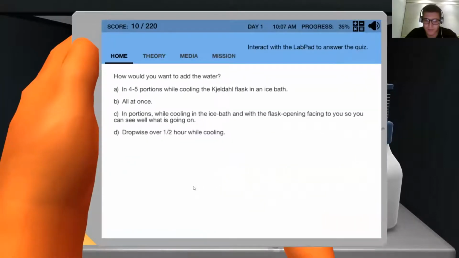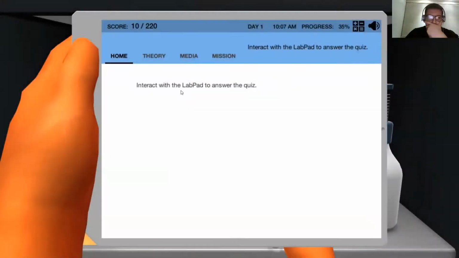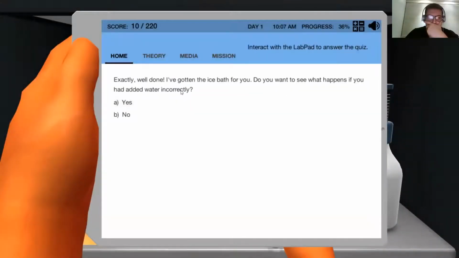How would you want to add the water? Exactly, well done. I've gotten the ice bath for you. Do you want to see what happens if you had added water incorrectly?